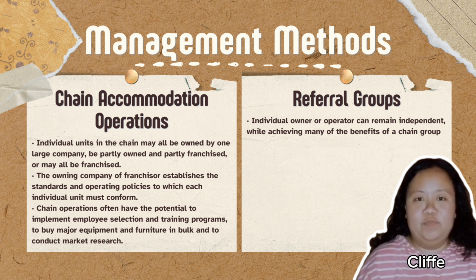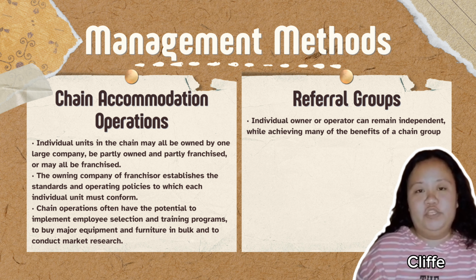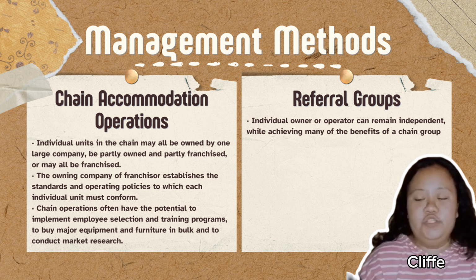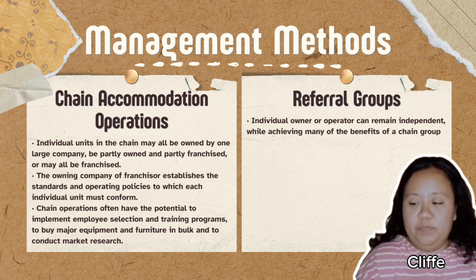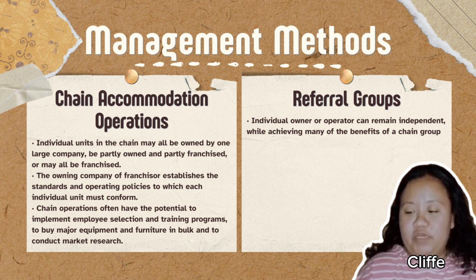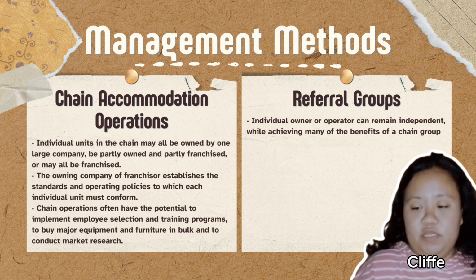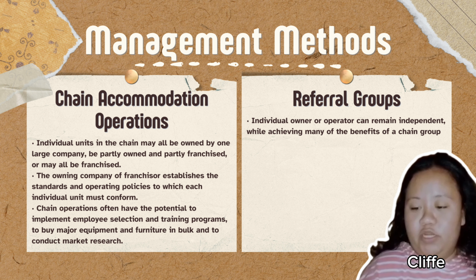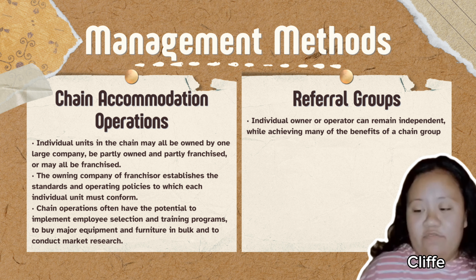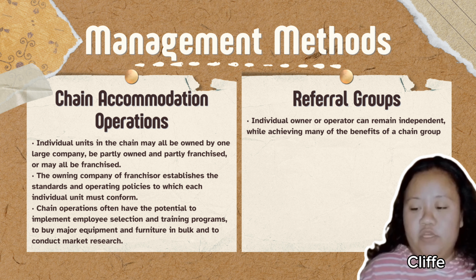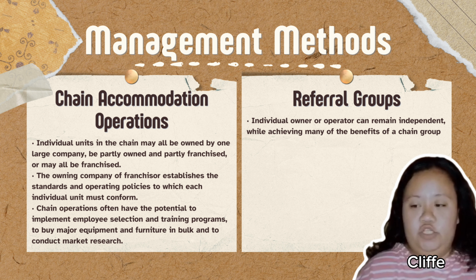Hey everyone, today I'm going to explain the chain accommodation operation. Individual units in the chain may all be owned by a large company, be partly owned and partly franchised, or may all be franchised. The owning company or franchisor establishes the standards and operation policies to which each individual unit must conform. Chain operations often have the potential to implement employee selection and training programs, to buy major equipment and furniture in bulk, and to conduct market research.